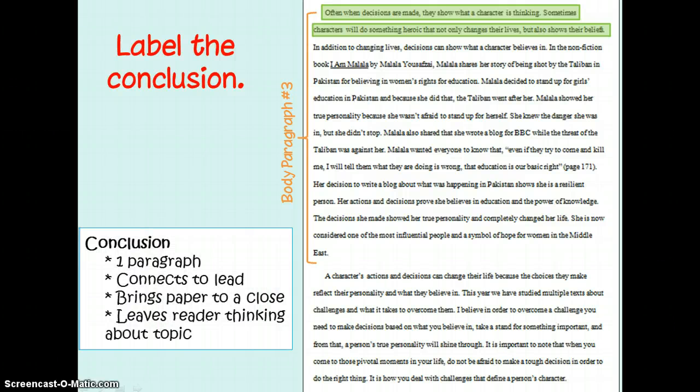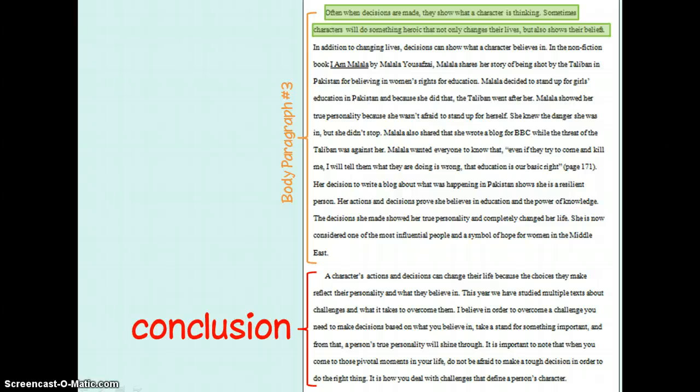As a reminder, the conclusion is one paragraph. It connects to that lead or your introduction, and it brings the paper to a close, leaving the reader thinking a bit more deeply about the topic at hand. So go ahead and pause and label what you think is the conclusion. And there it is. So at this point, we have now gone through the different parts of the expository essay.